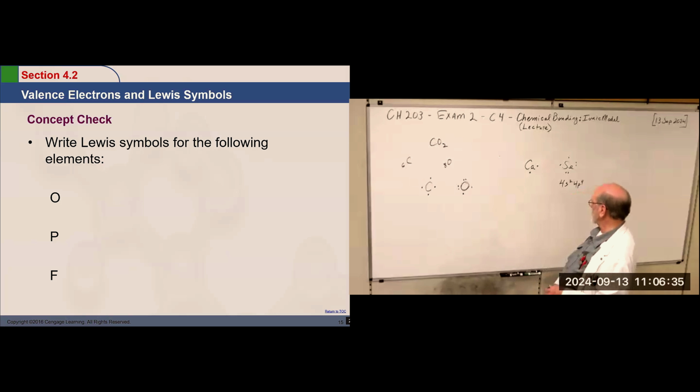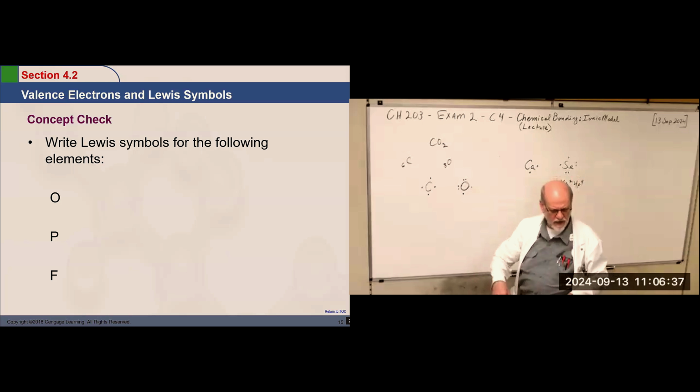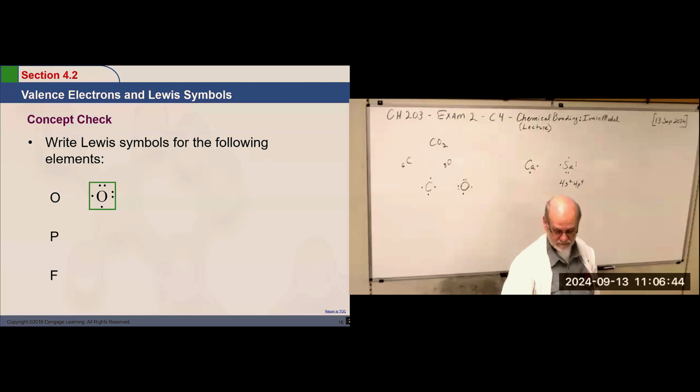Okay, we did the oxygen Lewis structure. There's the Lewis structure for oxygen. Phosphorus will have 5 dots around it. 1, 2, 3, 4, 5. Fluorine will have 7. So it's just missing 1. That's why fluorine, chlorine, they just want 1 electron. And they can get it either from a metal, transfer it, or they can share with some other element and make them think that they've got an extra one.